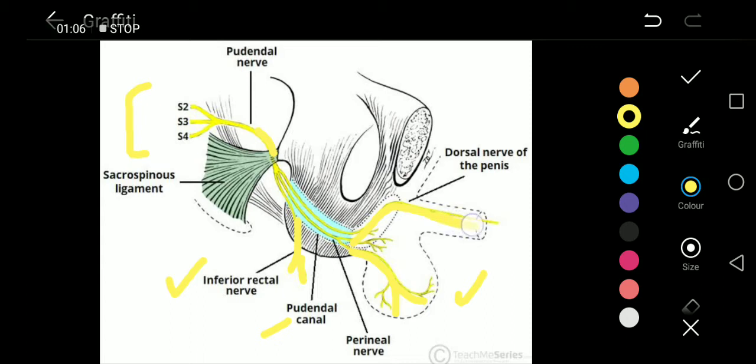And there is another nerve that is called the dorsal nerve of the penis, which is smaller. First, it runs in the pudendal canal above the internal pudendal vessels, like this. So it is basically above the internal pudendal vessels, and then it goes into the deep perineal space.